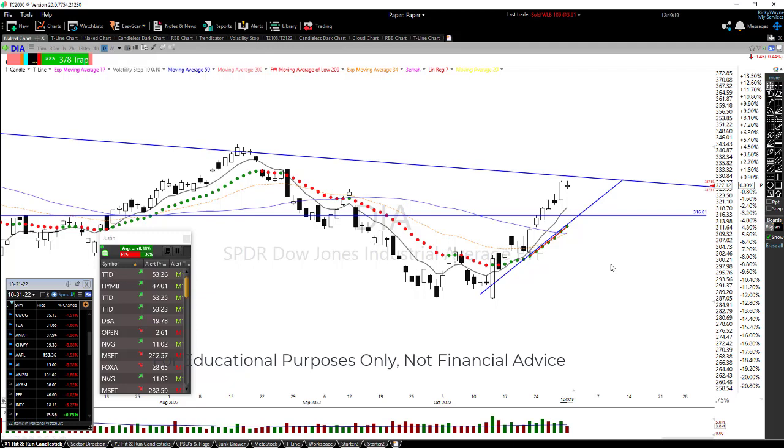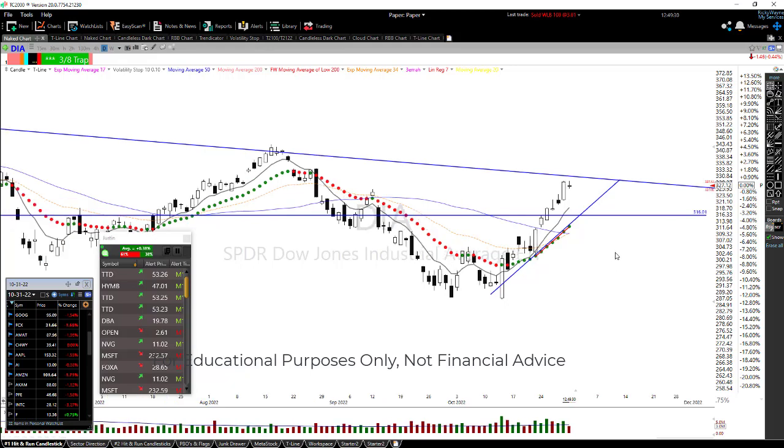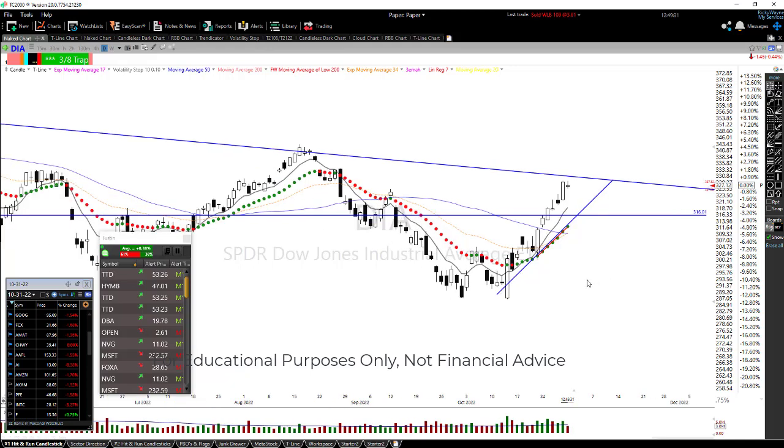There's a reason why I don't use oversold and overbought indicators. They do not tell you the truth. The trend tells you the truth.